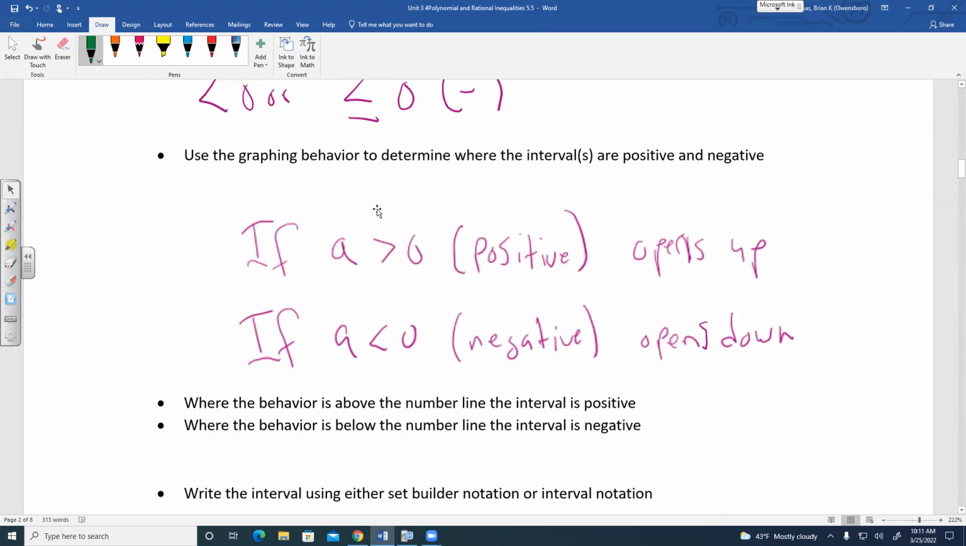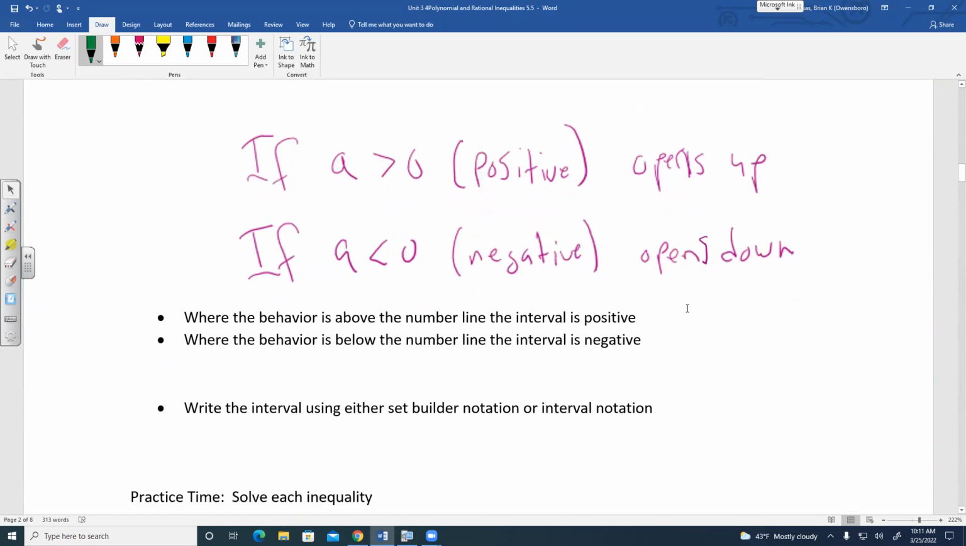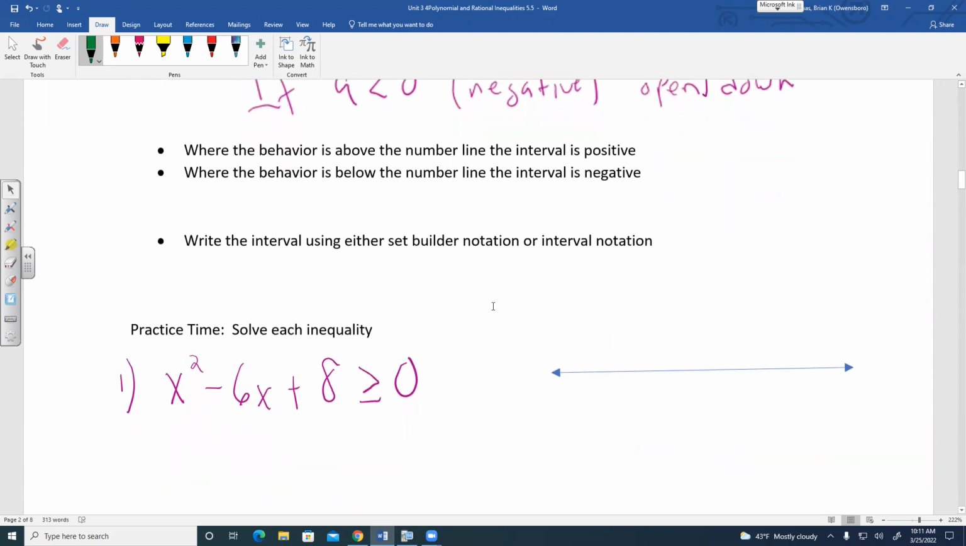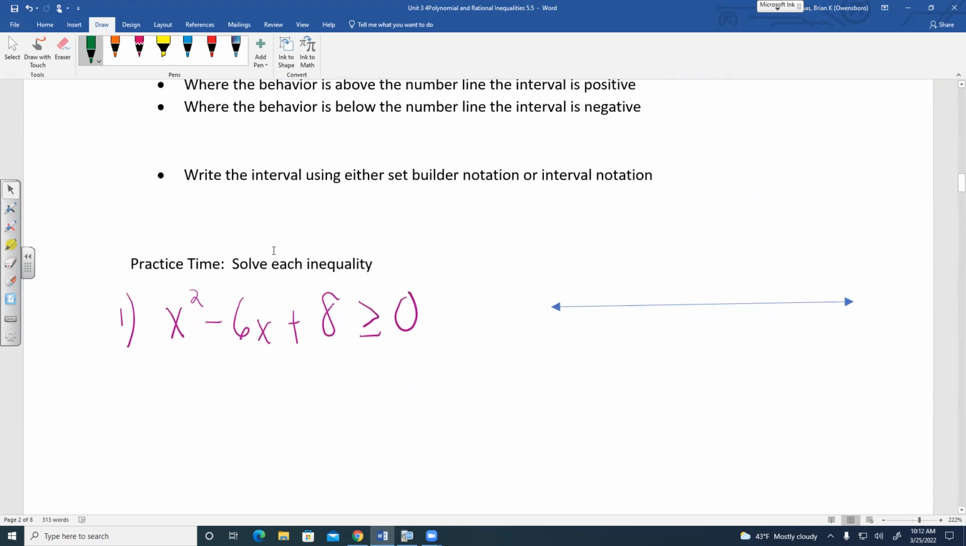Also, if we're using graphing behavior, remember with quadratics, if a is positive, the graph is going to open up. So that helps us with some behavior if we're looking at the graphing calculator. Remember, if a is negative, this graph is going to open down. So remember, where the behavior is above the number line, the interval is positive. Where the behavior is below the number line, the interval is negative. So again, we're going to write the interval using either set builder notation or interval notation. And I believe in this lesson, it's interval notation.